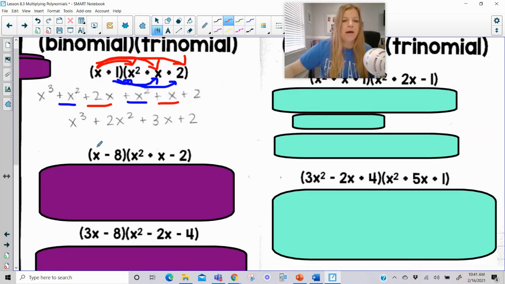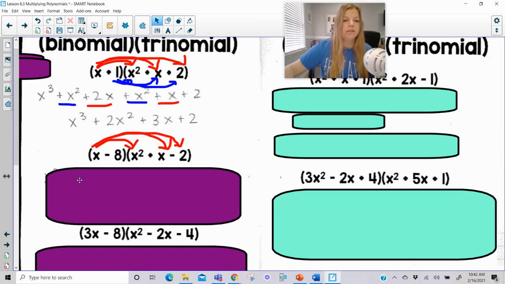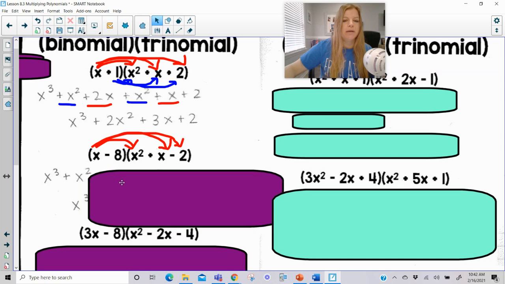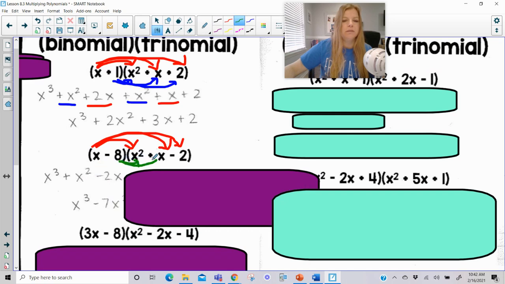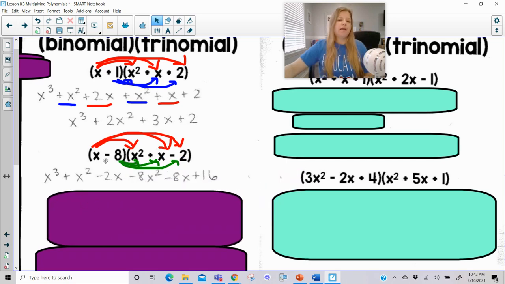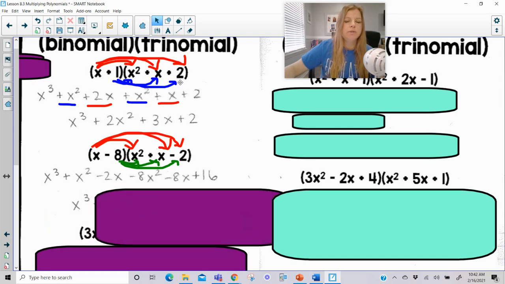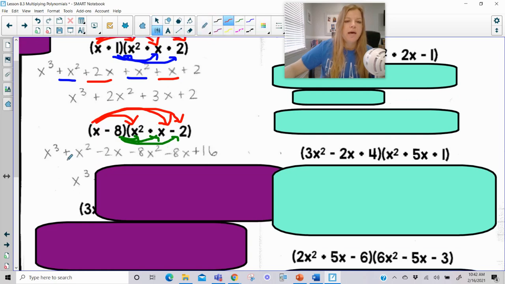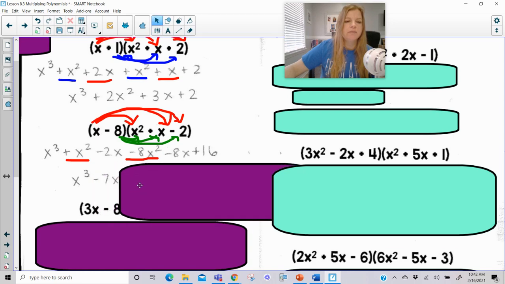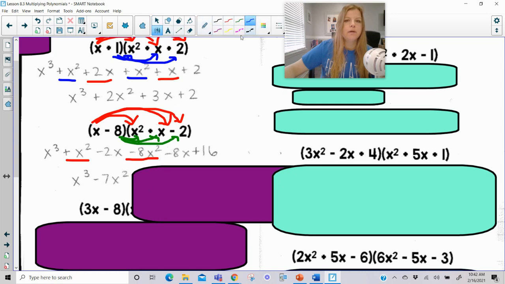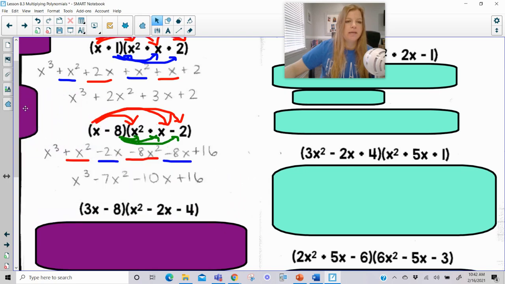Okay, next one, same idea. So x times x squared, x times x, x times -2. So that starts to become x to the third plus x squared minus 2x. Then I have to distribute my negative 8. And when I distribute my negative 8 to each one of those terms, negative 8 times x squared is negative 8x squared. Negative 8 times x is negative 8x. And negative 8 times negative 2 is positive 16. To combine like terms, again, my x cubed is going to hang out by itself. There's no other cubed. x squared and negative 8x squared combine to get negative 7x squared. Negative 2x and negative 8x combine to give us negative 10x, and then it's plus 16 at the end.